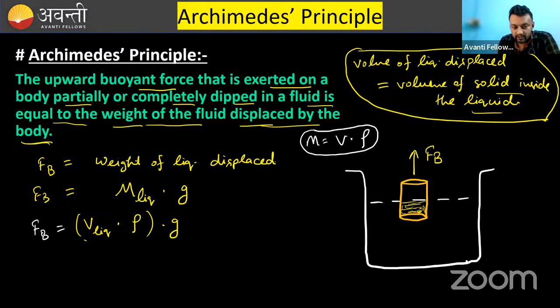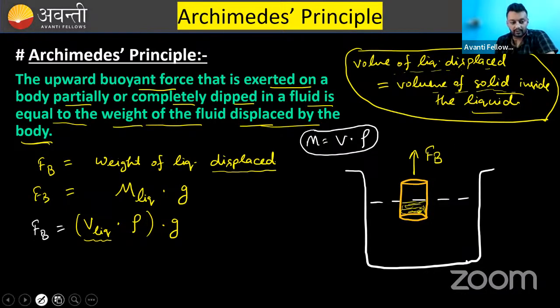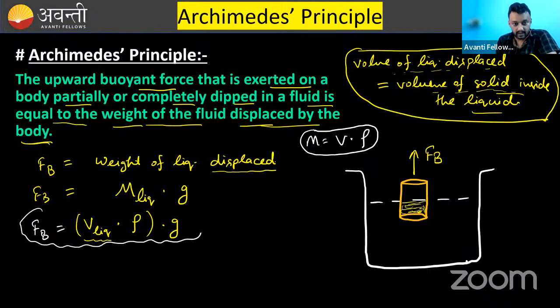Now, volume of liquid is what? Which liquid are they talking about? Read the line. The liquid which is displaced. So the volume of liquid displaced is the volume of the solid inside the liquid. First of all, mark this relation as well.